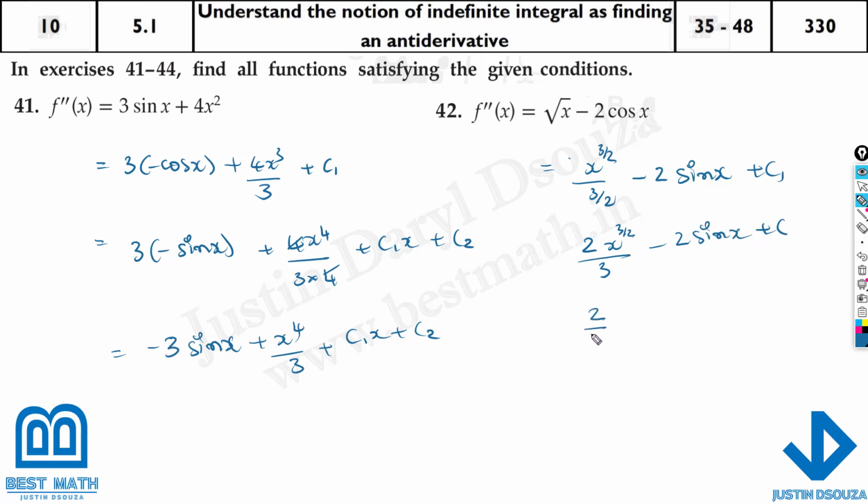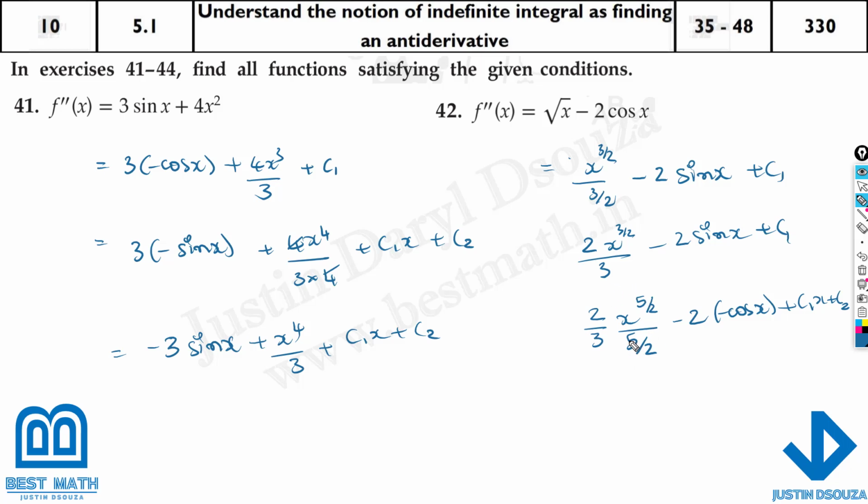Now here we have 2 by 3 x. Now add one more. It's going to be 5 by 2, isn't it? It's 1.5 plus 1 is 2.5. It's x power 5 by 2 by 5 by 2, minus 2 sine, okay, not sine, it's minus cosine x plus c1x plus c2. Now let's rearrange and write these.